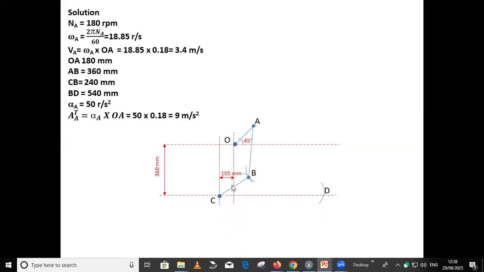Next, the BD distance is available. So just draw a horizontal line, take BD 540 mm, that is 9 centimeter, in the compass, and mark the distance on the horizontal line. We get point D. So connect B and D. So this is the overall arrangement of the configuration diagram.